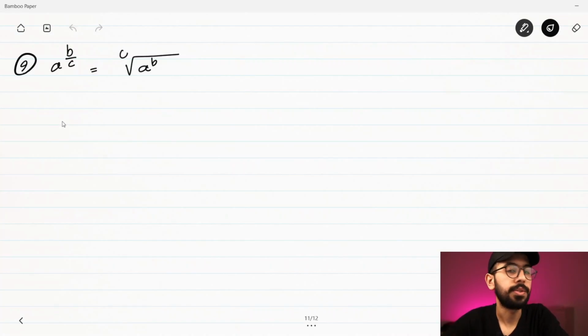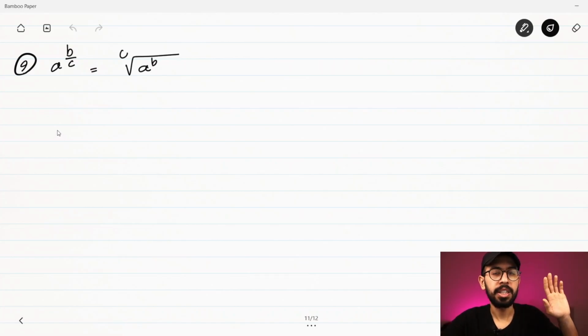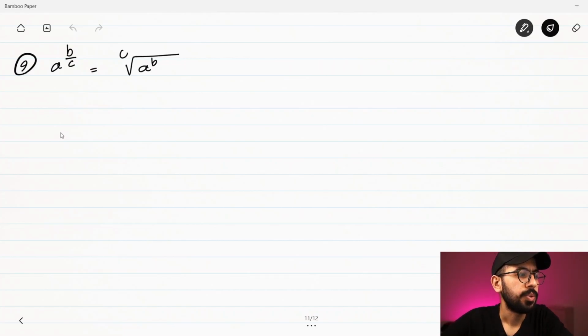Now to the last one. This is the last rule that we need to explain. It is the rule with which we can convert an exponential number or an exponential variable to a root or a radical. So when we have a variable that is raised to a fractional power, like b over c, the c will be the power of the root and the b will be the power of the base, like here.